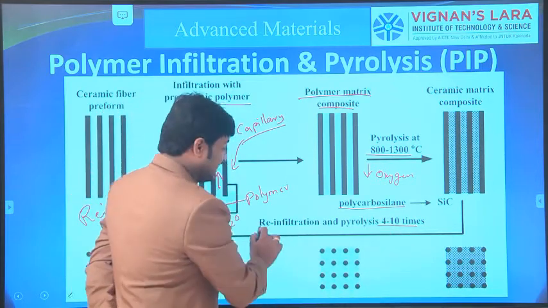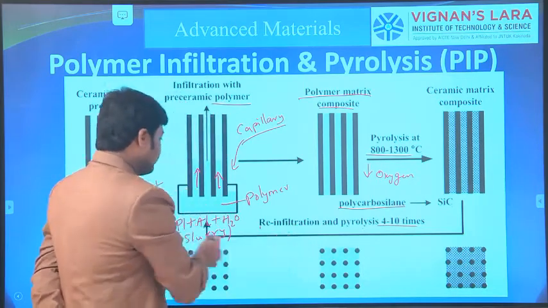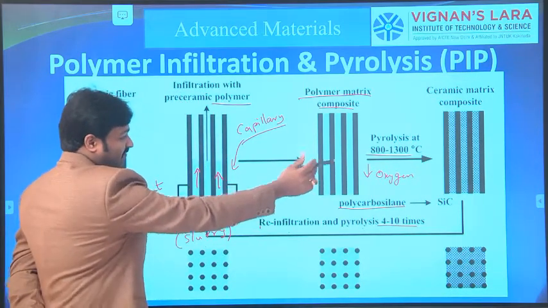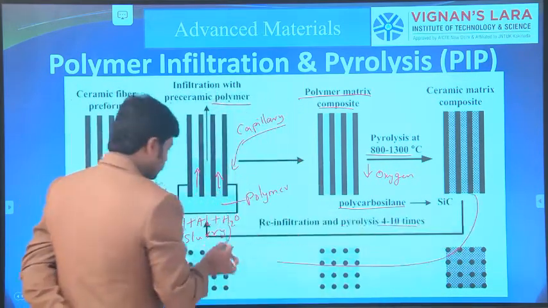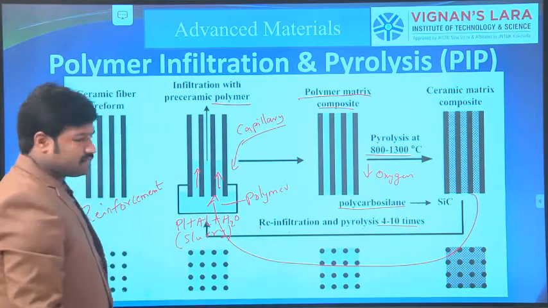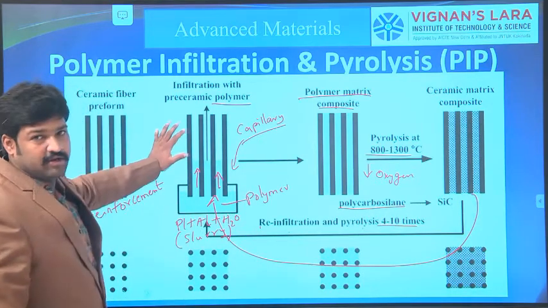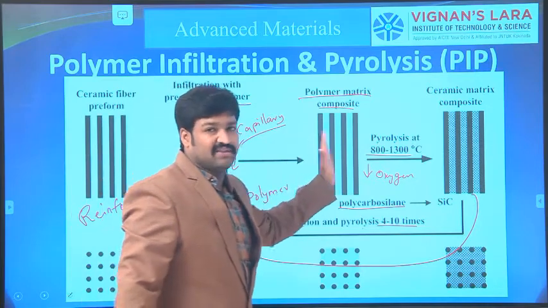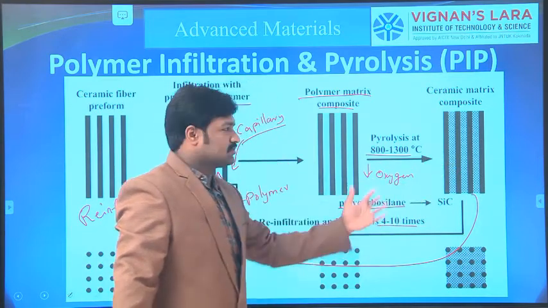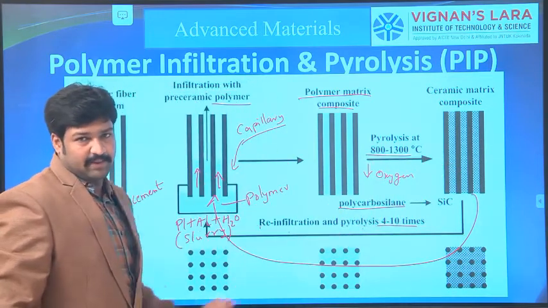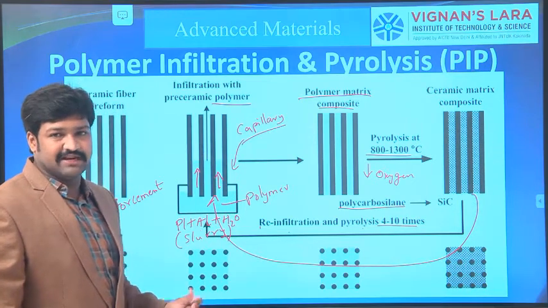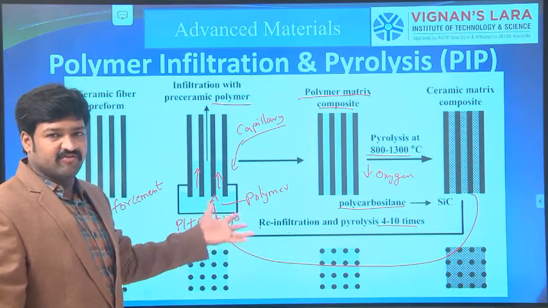The same thing, reinfiltration and pyrolysis. Again, we are placing the final component into this chamber so that the polymer again infiltrates into this, after that some cooling, after that heating. This process will be repeated n number of times to get the desired amount of matrix in the reinforcement.